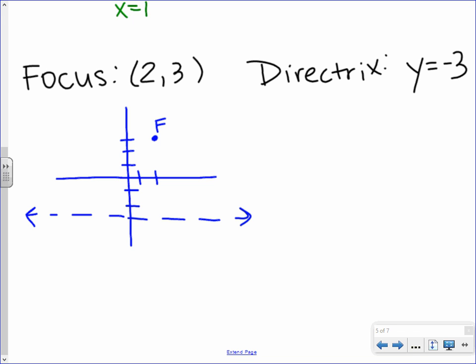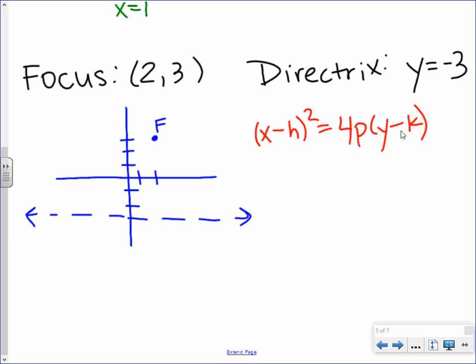Jackson, which direction would this parabola open? Okay, it's going to open up. So for sure that tells us we need to use (x minus h) squared equals 4p times (y minus k). We need the vertex in order to be able to plug this into our equation.